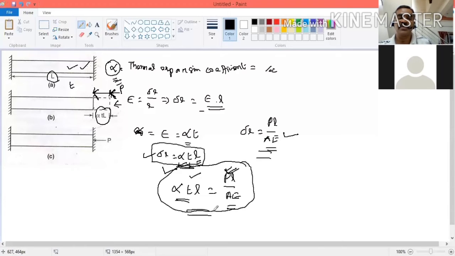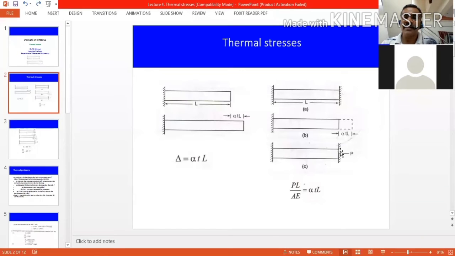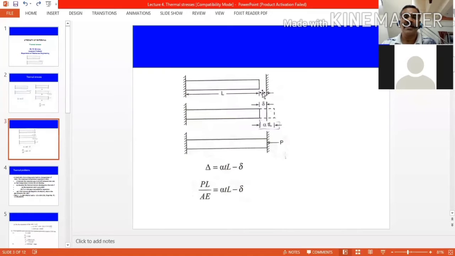So this equation is important. By using this equation, in the previous problem, it was not at all allowed to expand. The complete expansion is restricted. But in this case, not complete expansion is restricted. It is allowed to expand by delta. So when it is subjected to temperature rise, up to the delta value it can expand freely, so in that period no stress will be developed. After that, we are restricting only this much amount. This will be converted into load.